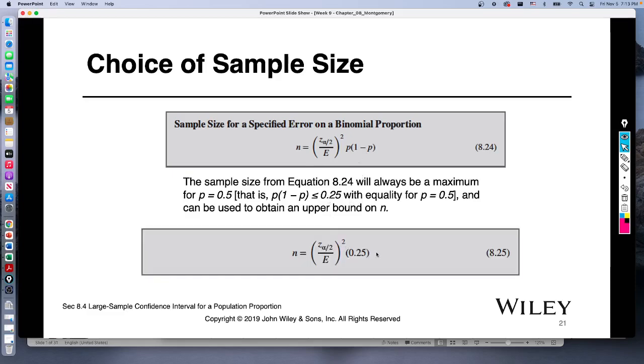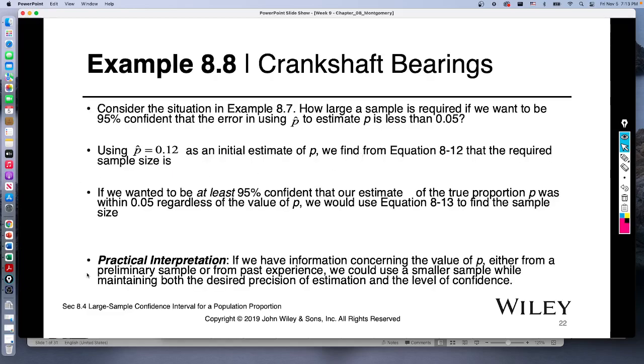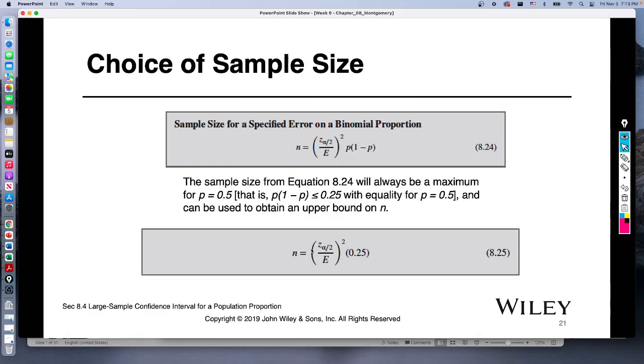So here's this formula. Just put 0.25. That's 0.5 times 1 minus 0.5, so 0.5 times 0.5. Sorry about that. So this will give you the largest value of n. As long as you have that, you're going to be safe. You could get less, and so if you know it's only 20%, maybe you want to do 20% times 80%, and then you wouldn't need as large of a sample. But this is the most conservative way to do it.